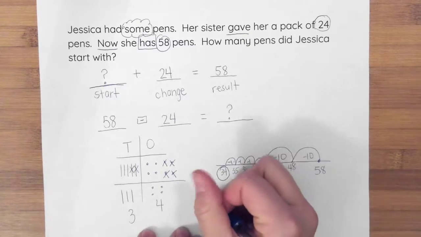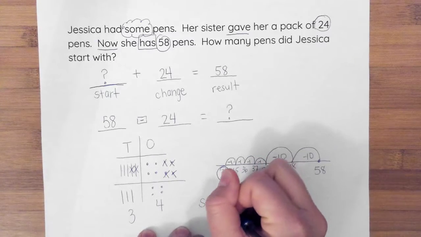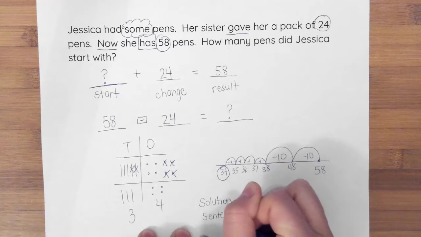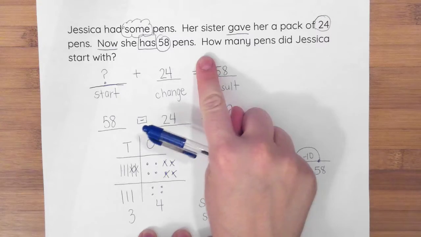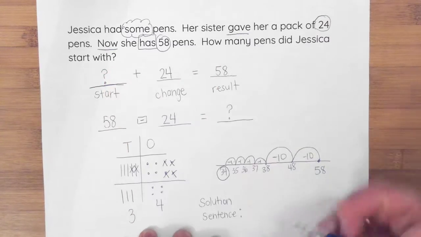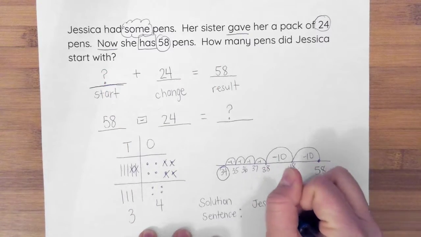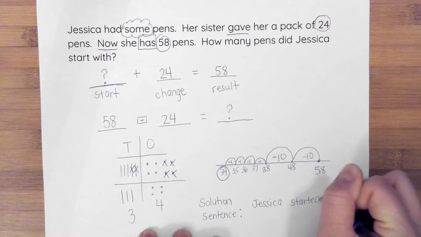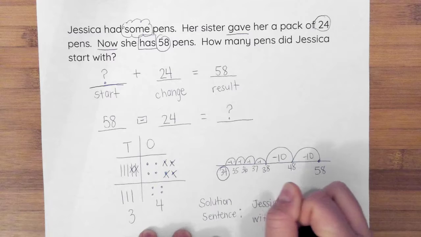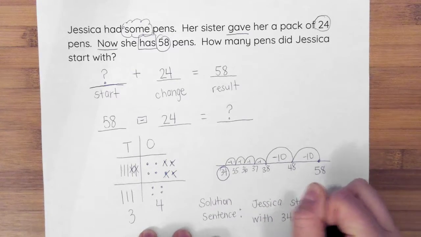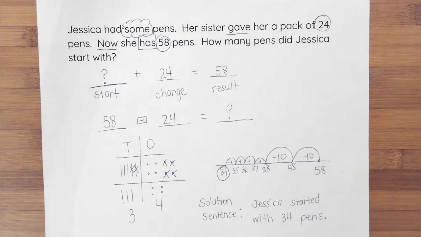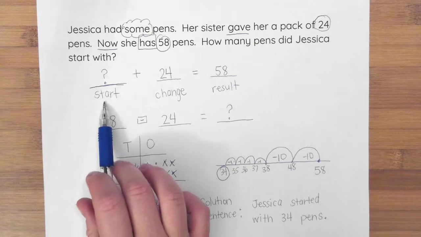So remember, we have to do our solution sentence to finish up, so you can tell me what the answer to that question is. So I know I need to answer, how many pens did Jessica start with? I would say Jessica started with 34 pens. So that is how you would solve an addition with the start unknown.